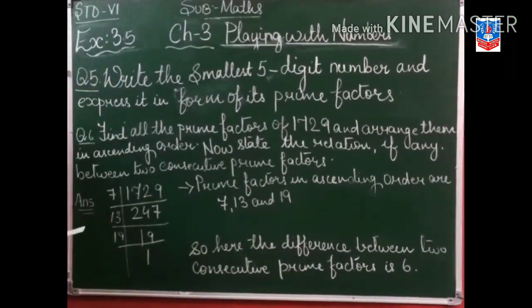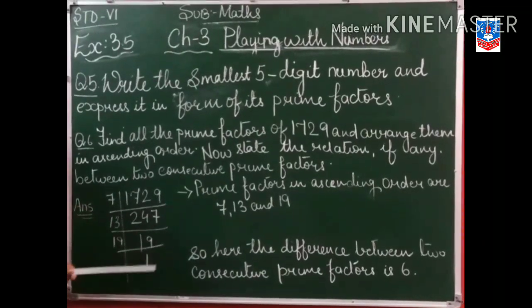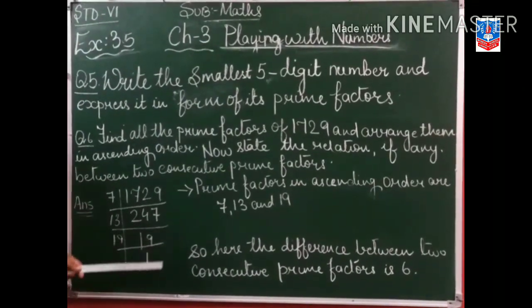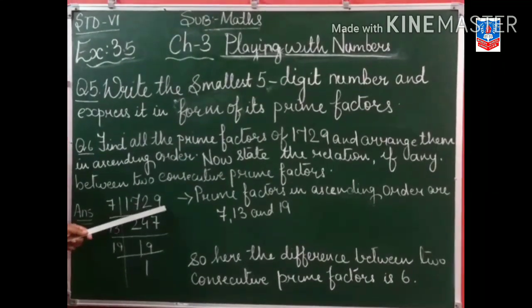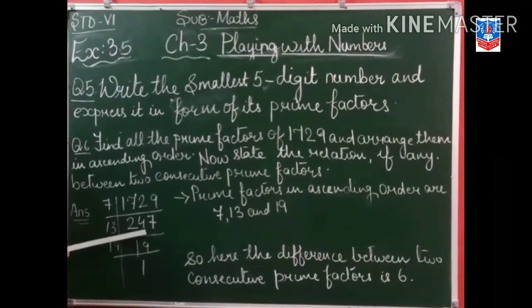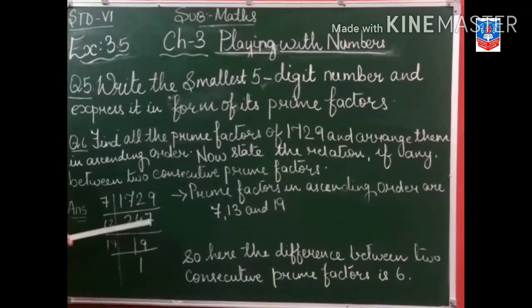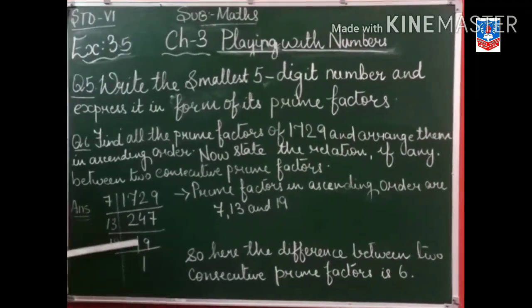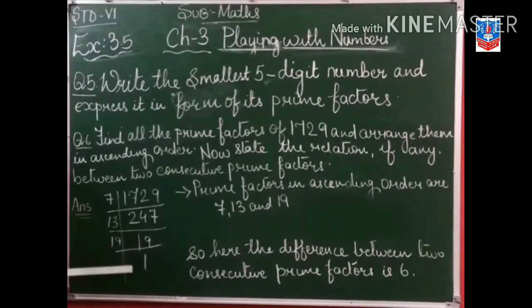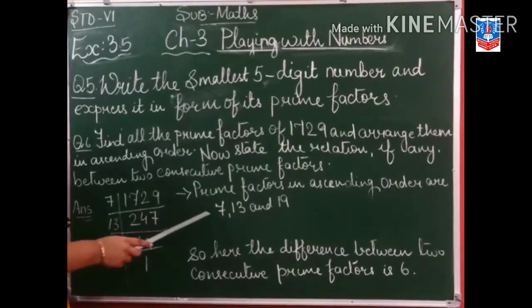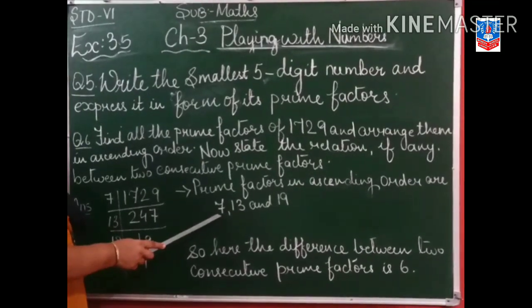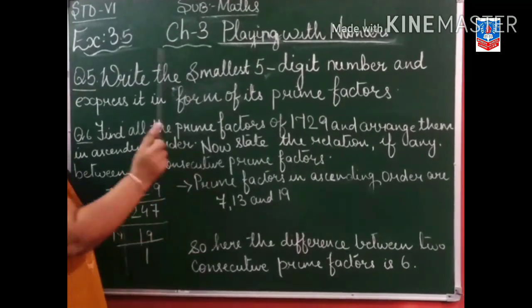Now see, 1729 prime factorization is done by the division method. See, 1729 divided by 7 is 247. It is divided by 13 is 19, and 19 divided by 19 is 1. Now we arrange them in ascending order: 7, 13 and 19.